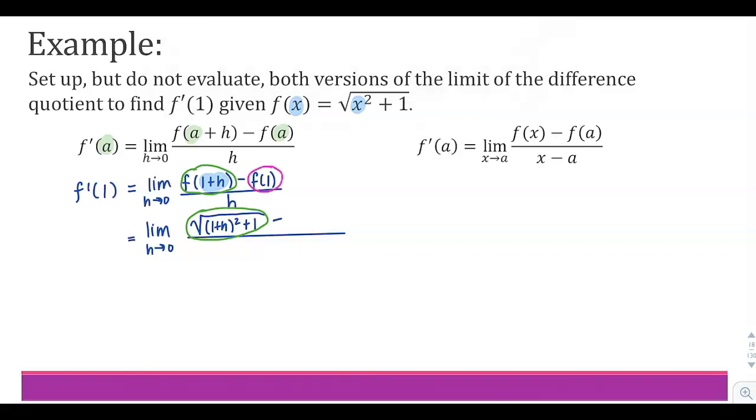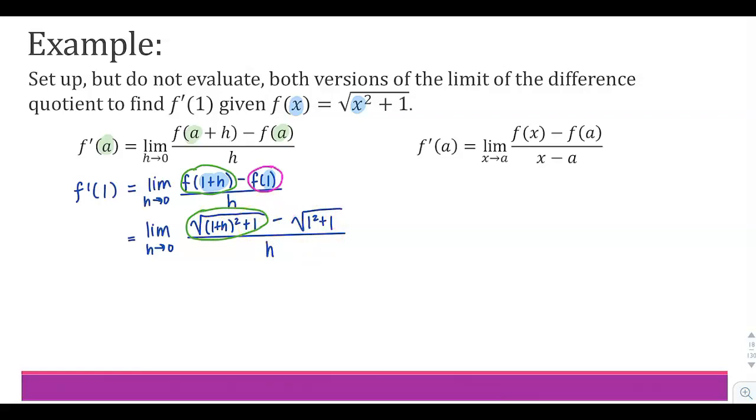I'm going to work on f of 1. That means I'm going to plug a 1 into the x value in the f of x function. So f of 1 means I'm going to have the square root of 1 squared plus 1. So now I've done that top right part of the difference quotient, and then it's just all over h. Now I've officially set up the difference quotient.